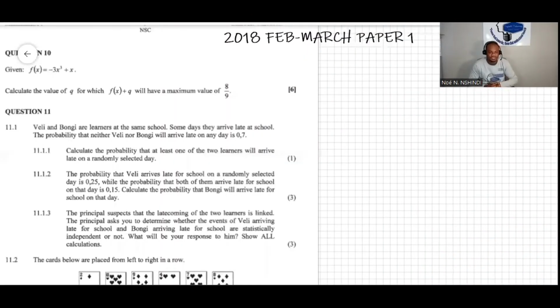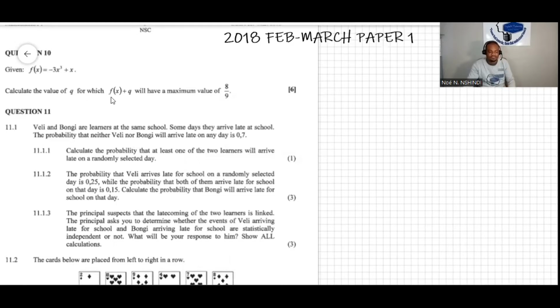We have another question here. Given f of x equal to negative 3x³ plus x, the question says calculate the value of q for which f of x plus q will have a maximum value of 8/9. Well, excuse me, f of x is negative 3x³ plus x.